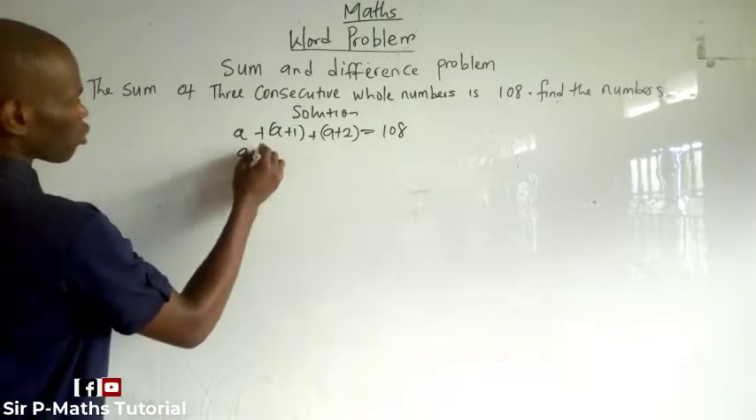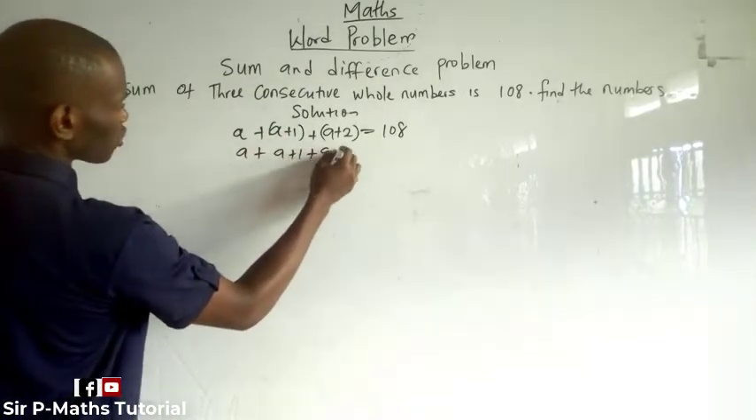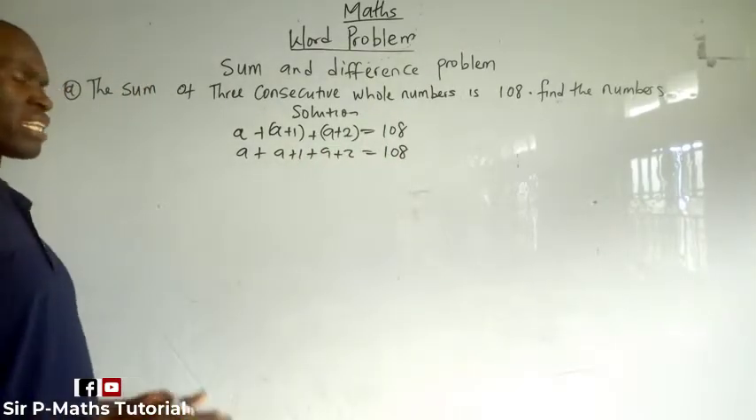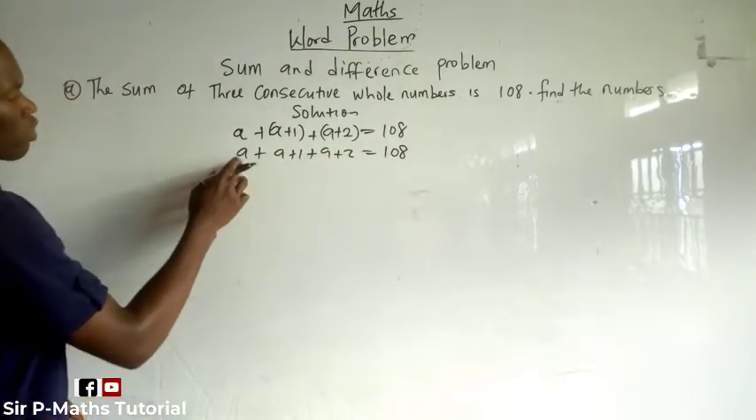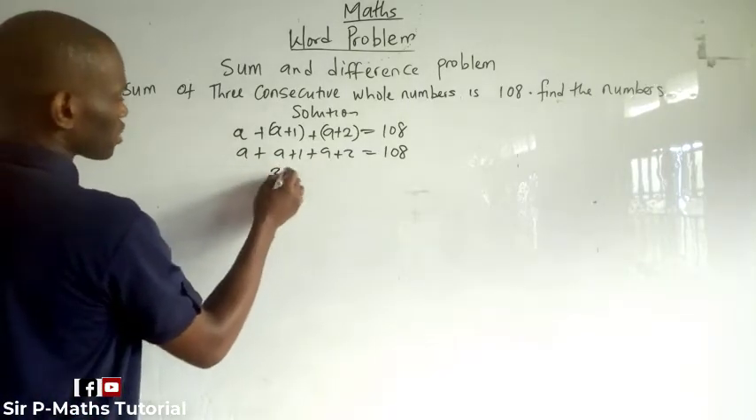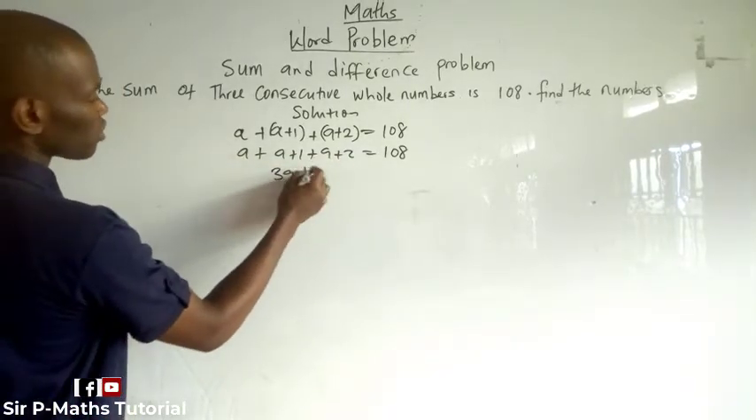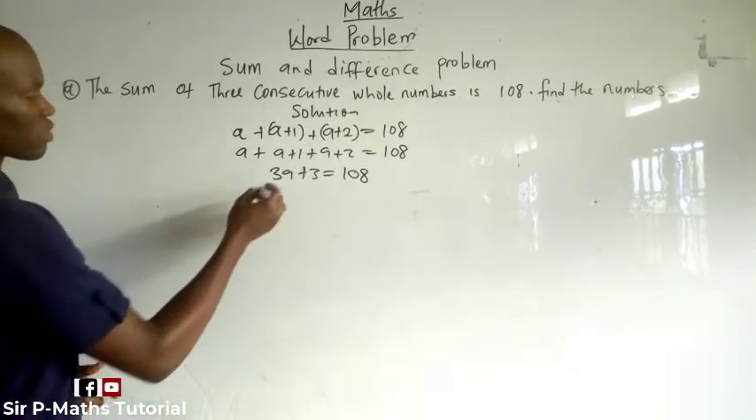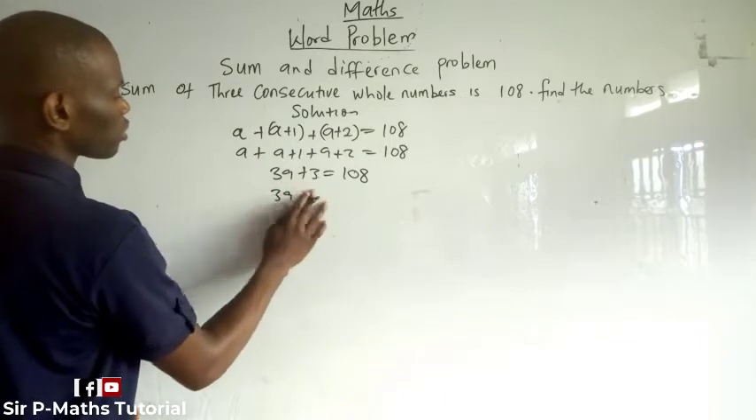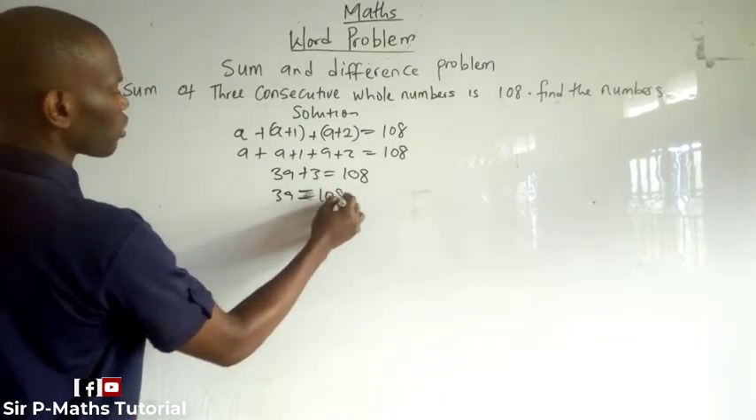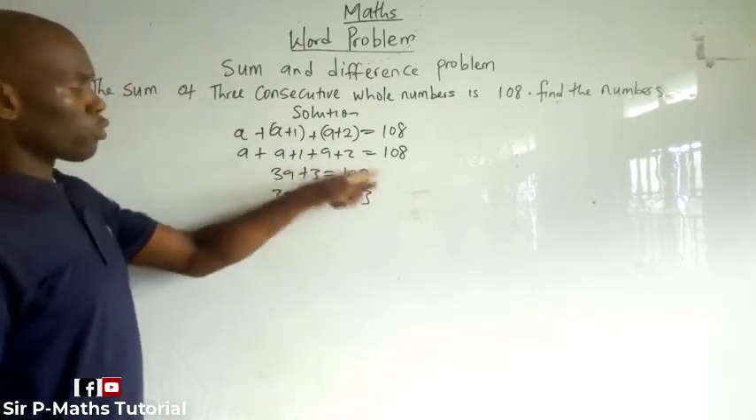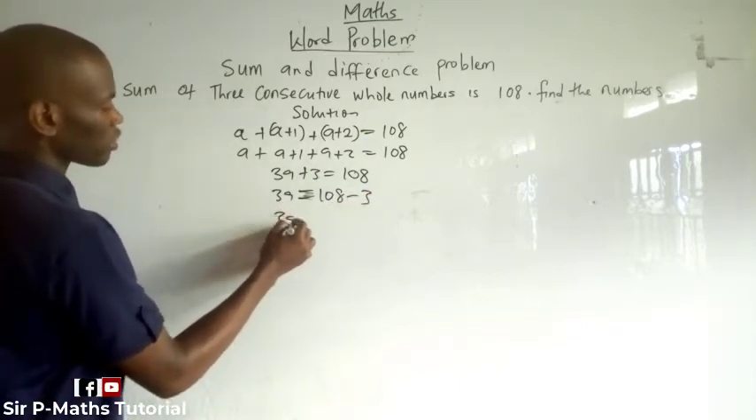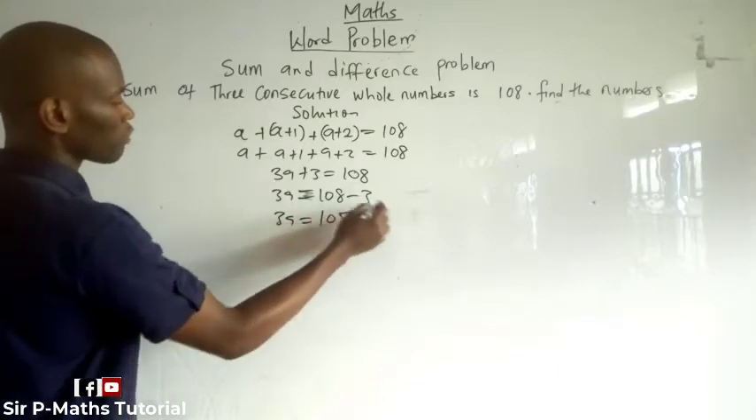Okay, therefore I open all the brackets: a plus 1 plus a plus 2 equal to 108. Add all the variables and add all the numbers. A plus a gives me 3a. 1 plus 2 will give me 3, equal to 108. Let's collect like terms. I will have 3a is equal to 108 minus 3. 3 will go over to the whole number part. Therefore, we now have 3a equal to 105.